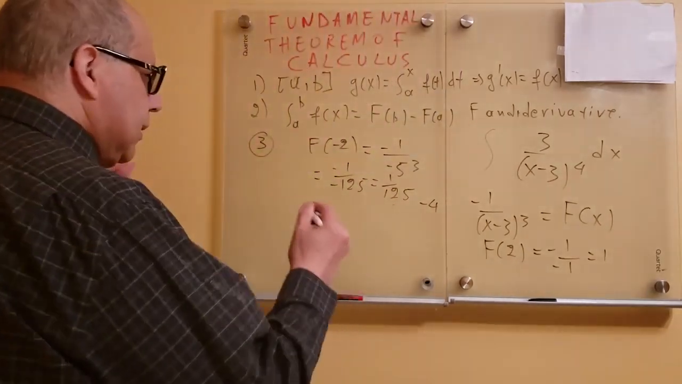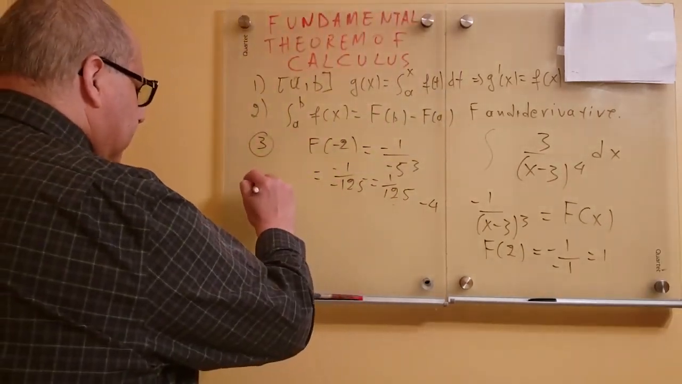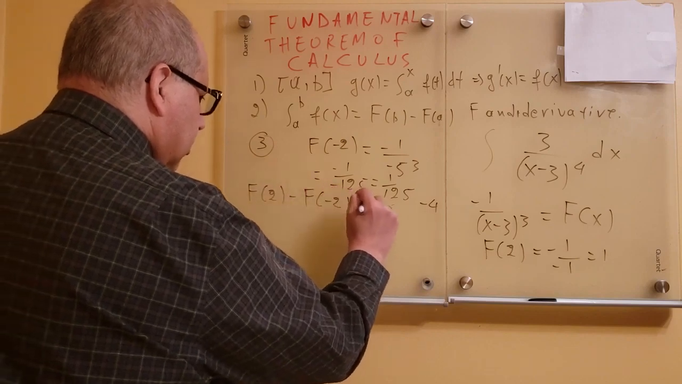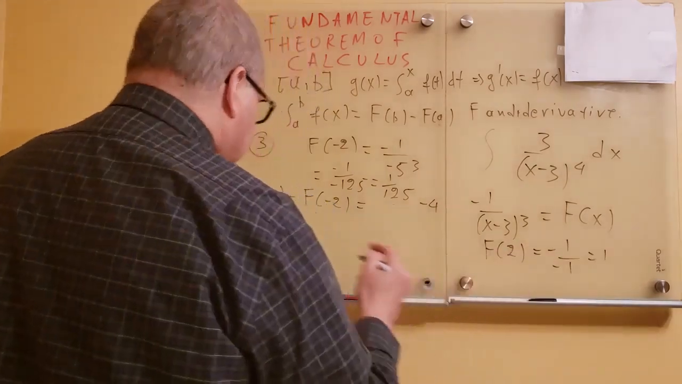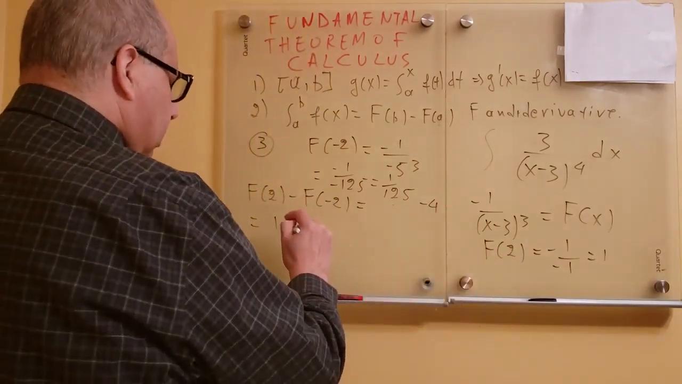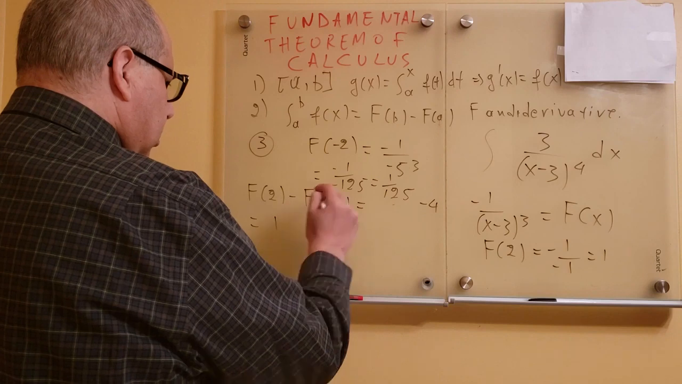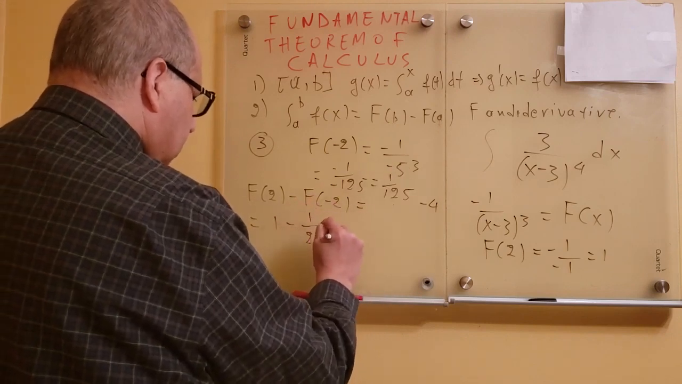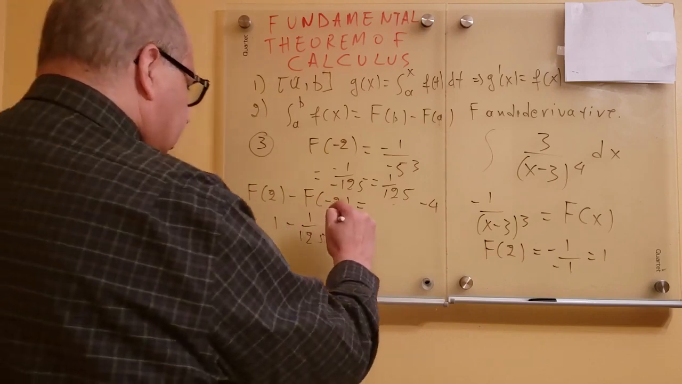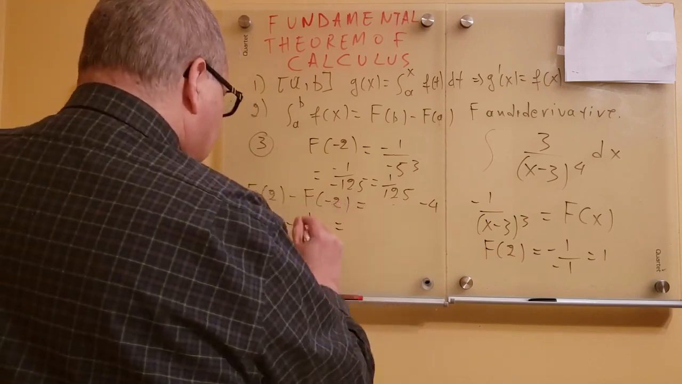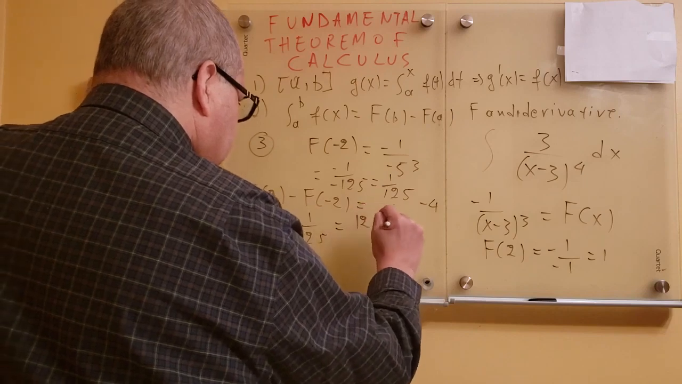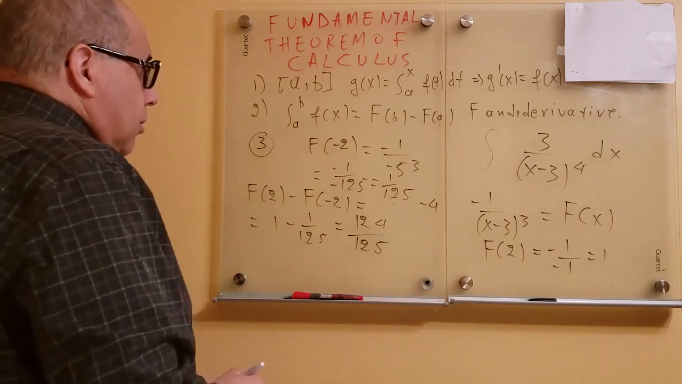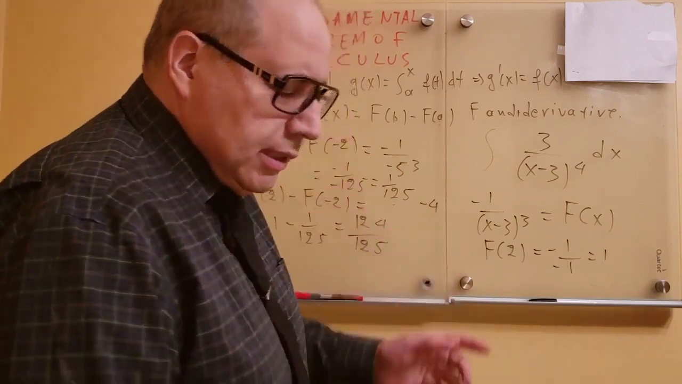Now if you substitute, you will find that F of 2 minus F of minus 2 equals: F of 2 is 1 and F of minus 2 is 1 over 125. If you put everything under the same denominator, that's 125 minus 1, so that's 124 over 125. So that's problem number 3.